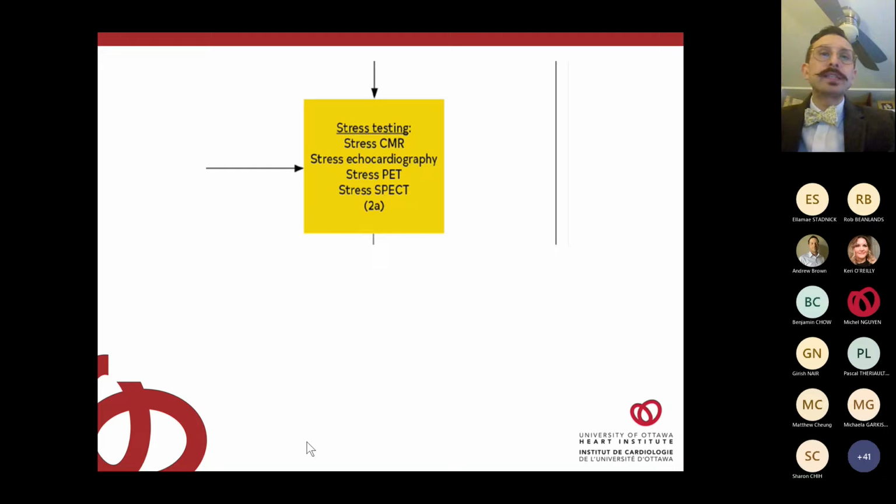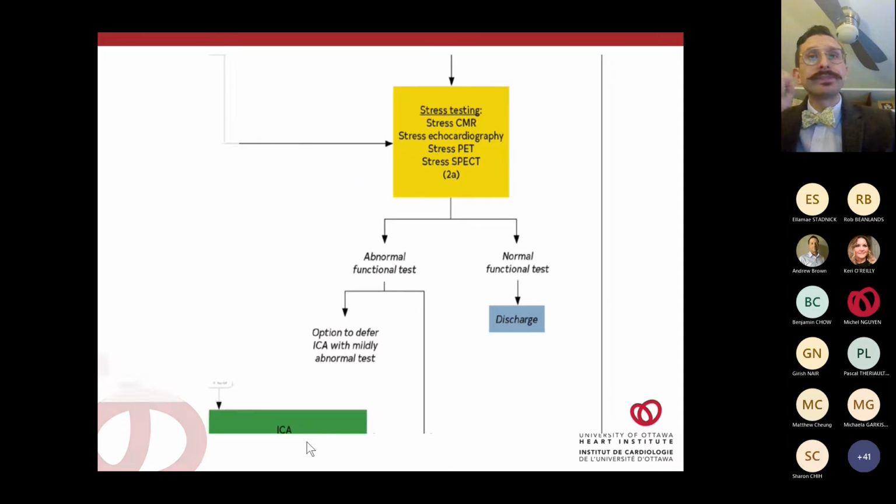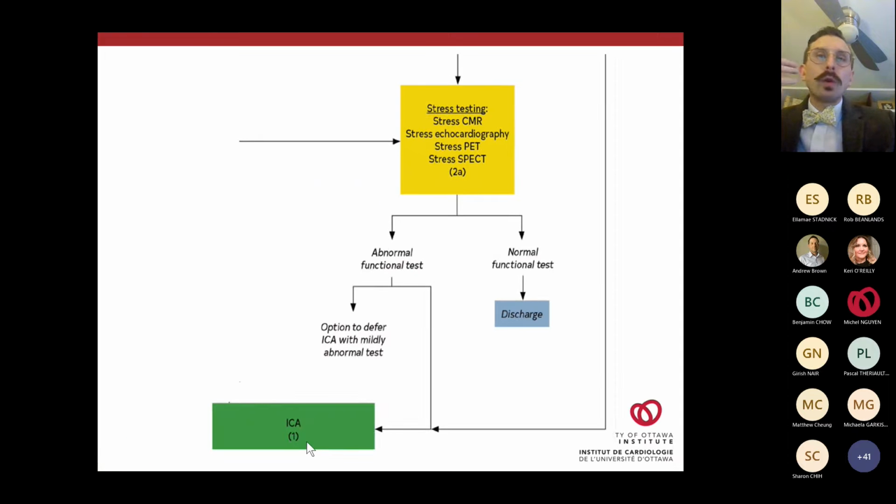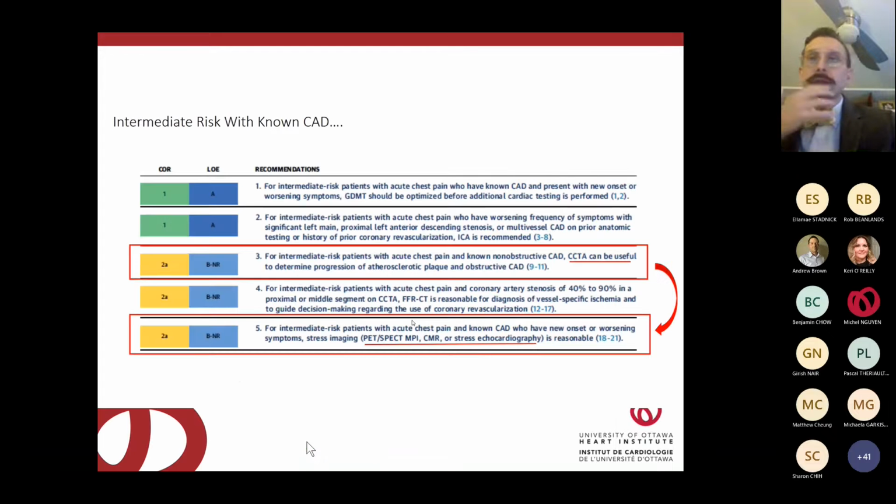If the decision is made to do stress testing initially, we're looking for normal versus abnormal functional testing. Patients with normal testing can be discharged, and patients with abnormal functional imaging tests can be referred for invasive coronary angiography. A few key takeaway points.